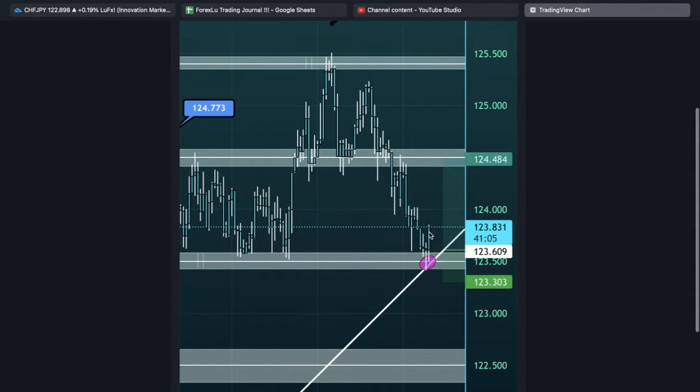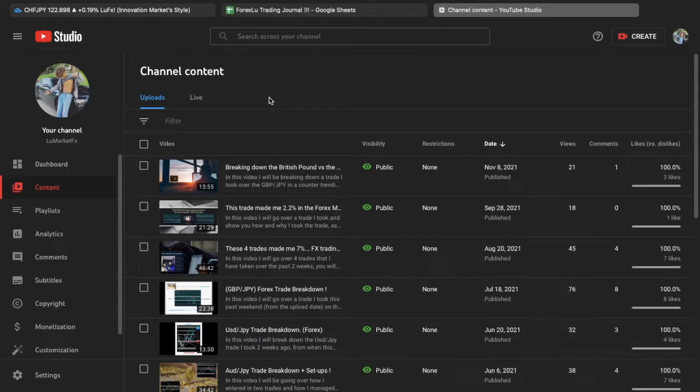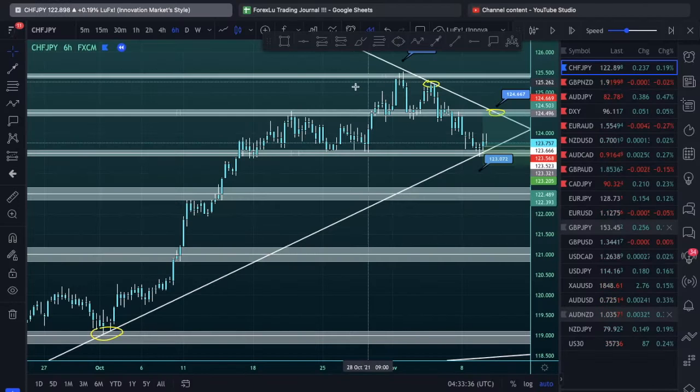So like I said, I didn't enter here, but this is when I got back to my phone so I could take a picture. But this is where I entered right here, right? So once it made this rejection wick, came up here, hit the psychological level, probably took out a little liquidity right here with this wick, and then I was thinking our prices are gonna keep going up. So I entered here, and then it made this candle. I was like, "Yep, we finna keep going up." So that's when I entered.